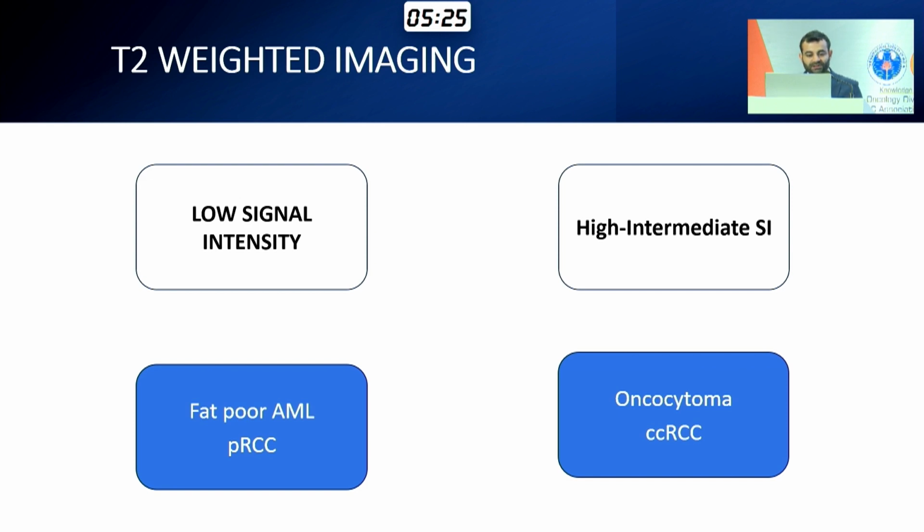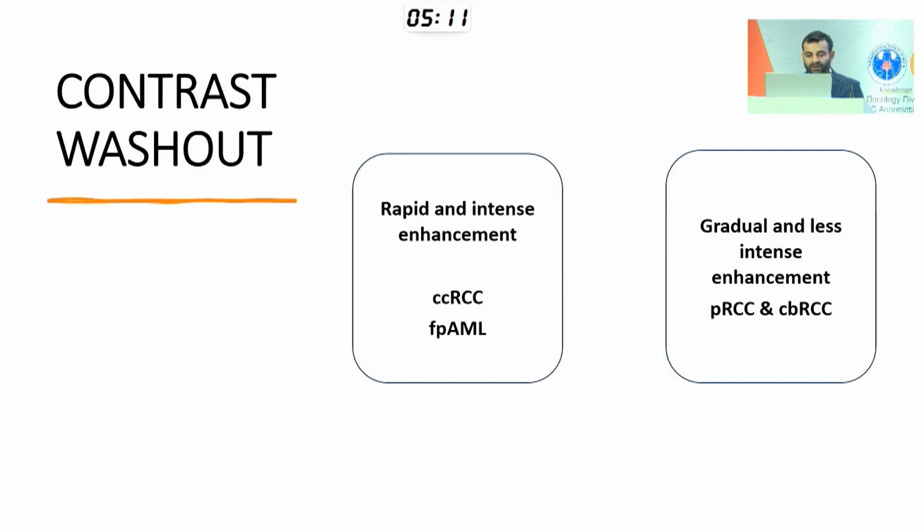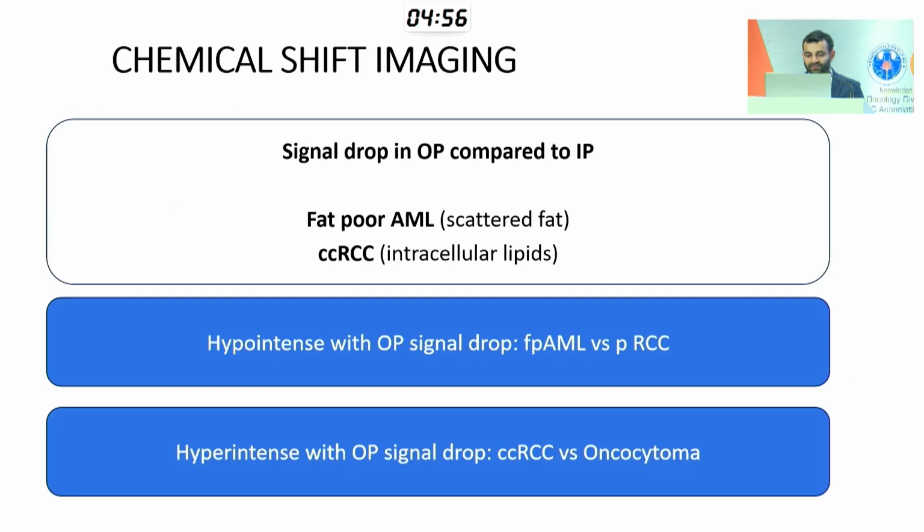So if a mass shows low signal intensity on T2 weighted images, it could be either fat poor AML or papillary RCC. If it has high to intermediate signal intensity, it could be oncocytoma or clear cell RCC. Now, if it shows rapid and intense enhancement, then the differentials could be clear cell RCC and fat poor AML, and gradual and less enhancement is seen with papillary RCC and chromophobe RCC.